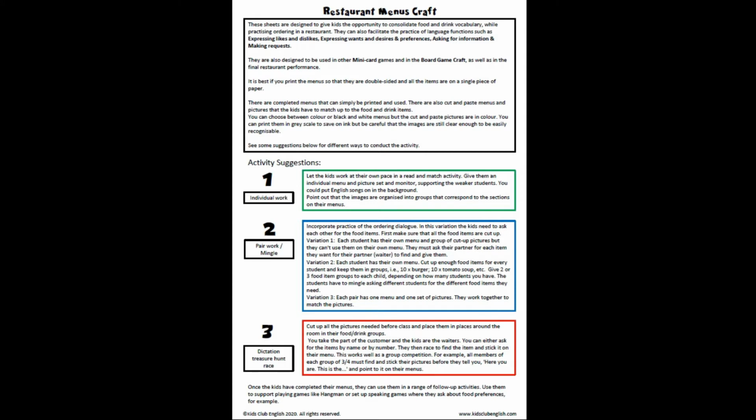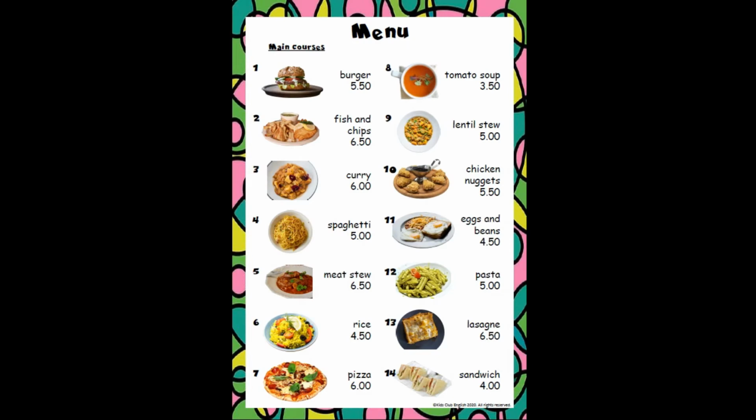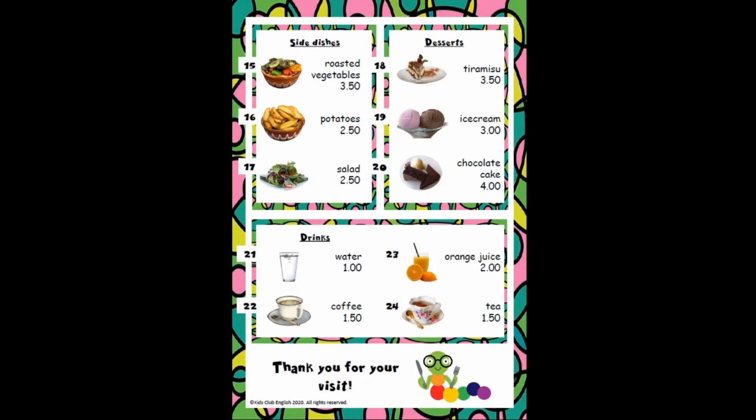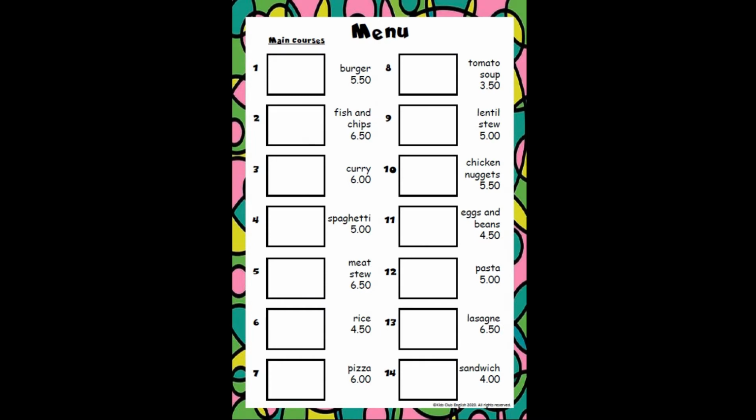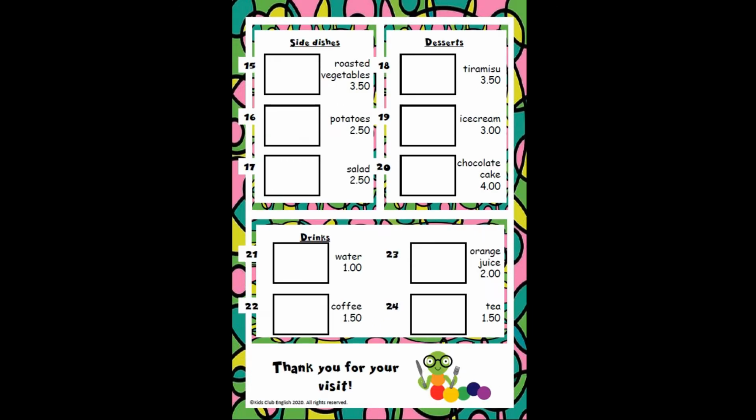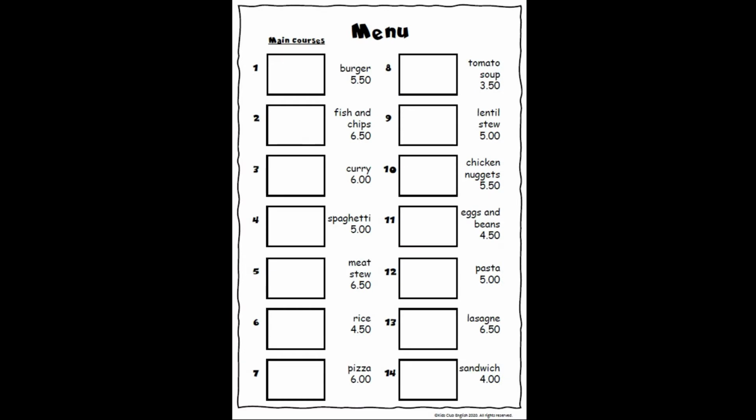Then the first one is this menus craft. The idea is to revise the main food language. There are different suggestions about how you can do this in an interactive way. You've got menus that you can just print and go, and then these ones where they use it as a matching activity. They read and match, or you read the word and they find the picture to match. And we've got a version there with less colour, so it's easier on the ink.